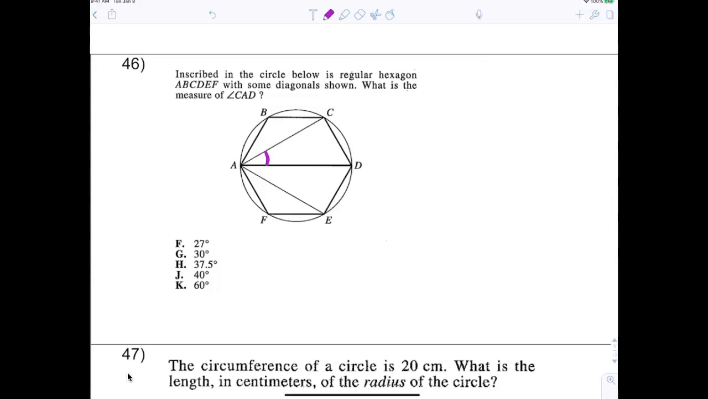Now, you guys, is that an inscribed angle? Is that an inscribed angle? Yeah, it is. So all I have to know is what CD is. That's all I have to know. And what's CD? I'm thinking it's 60, right?